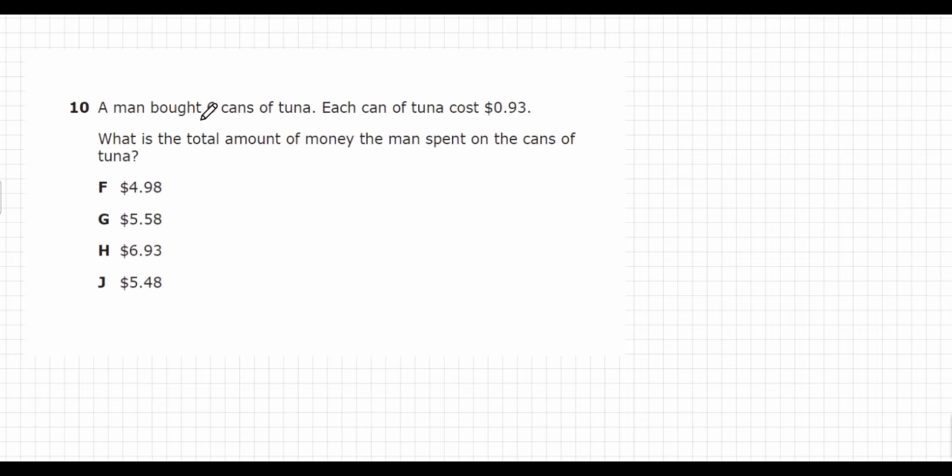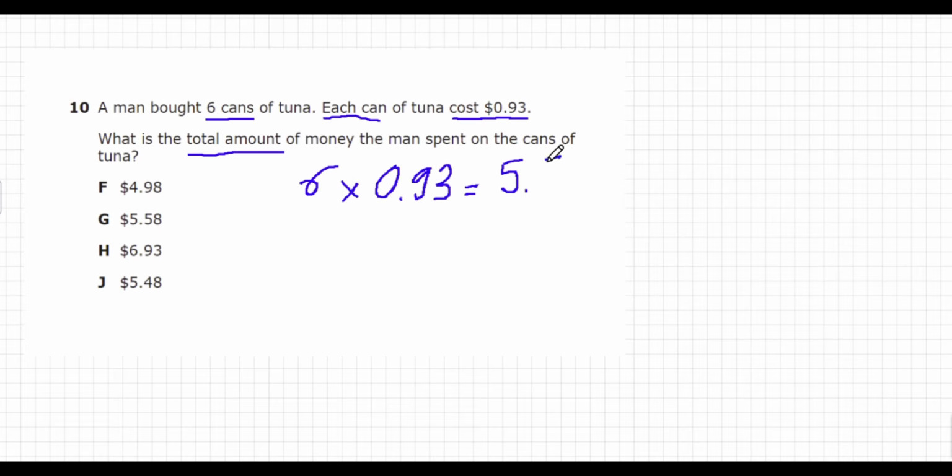Question number 10. A man bought 6 cans of tuna. Each can of tuna cost $0.93. What is the total amount of money the man spent on the cans of tuna? 6 cans of tuna times $0.93 equals $5.58. Hence, G is the correct answer.